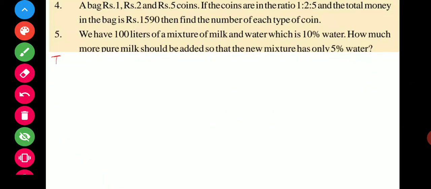Now, the fifth question. You can see here the fifth question. We have 100 liters of a mixture of milk and water which is 10% water. How much more pure milk should be added so that the new mixture has only 5% water? So that question is for your homework.